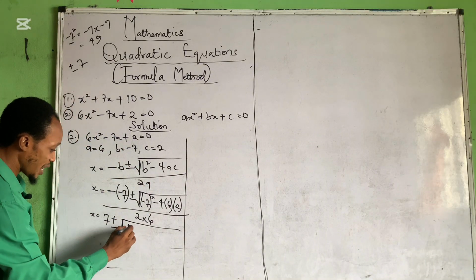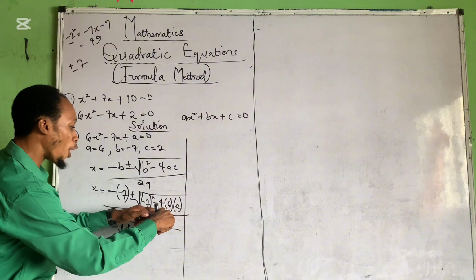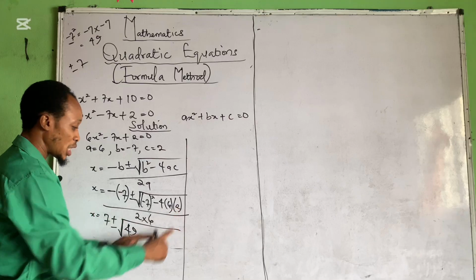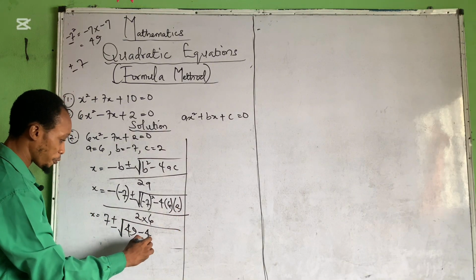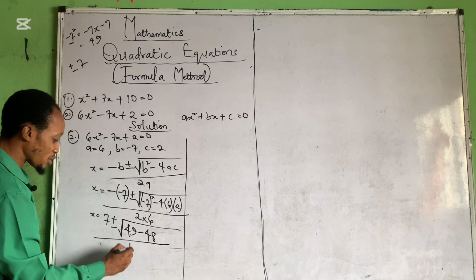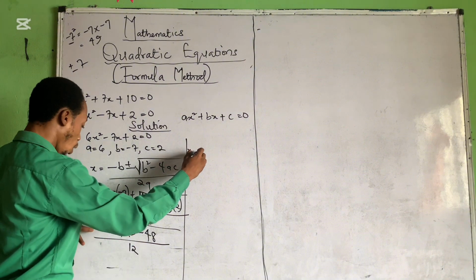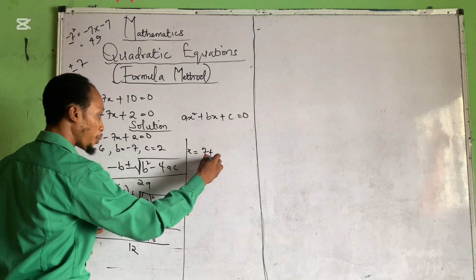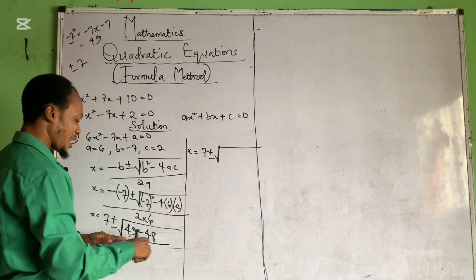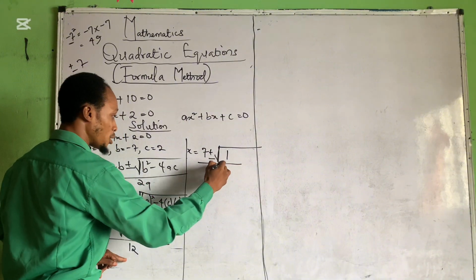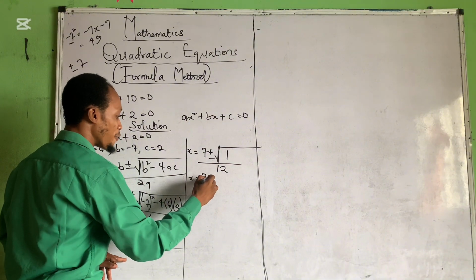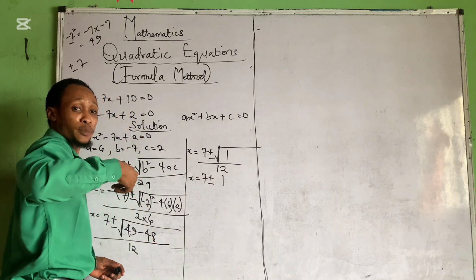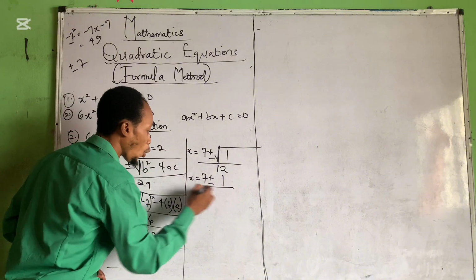Now we have 49. Then minus 4 times 6, that's minus 24. Minus 24 times 2 will be minus 48. So minus 48 over 2 times 6 is what? It is 12. So we have x equals 7, remember this minus times minus gives us 7 here, then plus or minus the square root of 49 minus 48, which is what? 1 over 12. So x equals 7 plus or minus the square root of 1, which is 1. Square root means what number times itself gives us that number. So 1 times 1 is still 1, over 12.